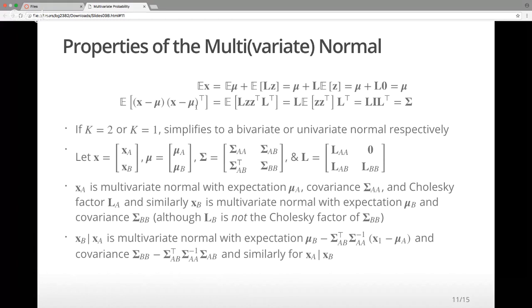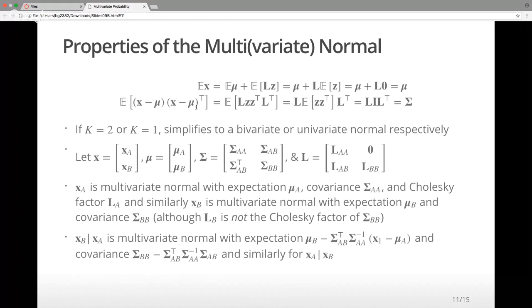So sigma is the variance covariance matrix of X under a multivariate normal distribution. If K is 2 or K is 1, this whole thing simplifies to a bivariate or a univariate normal distribution, respectively. So it's sort of a generalization of the bivariate normal distribution that we talked about, which in turn was a generalization of the univariate normal distribution that we talked about like the 3rd week or something like that.